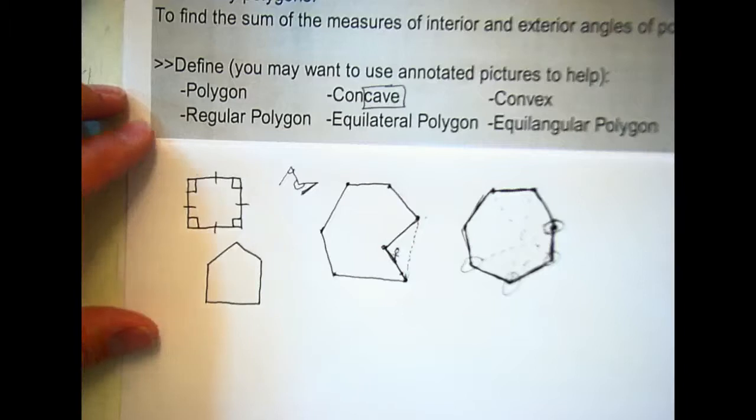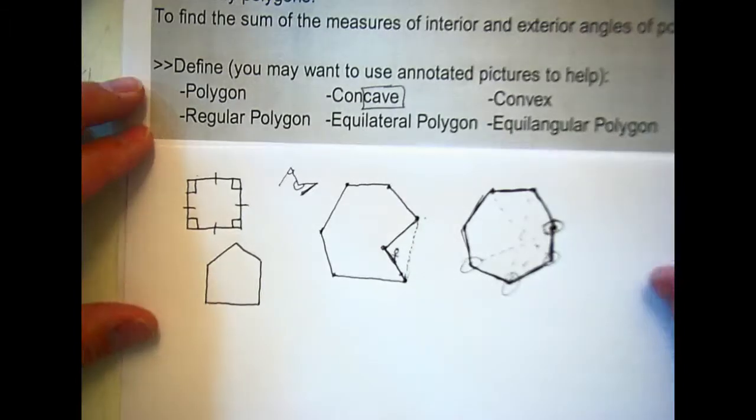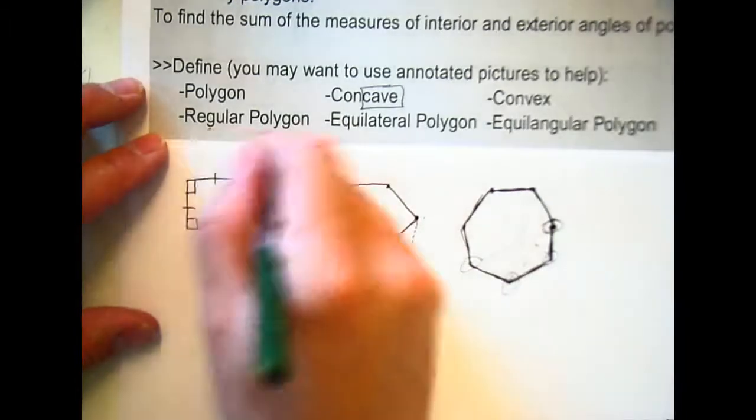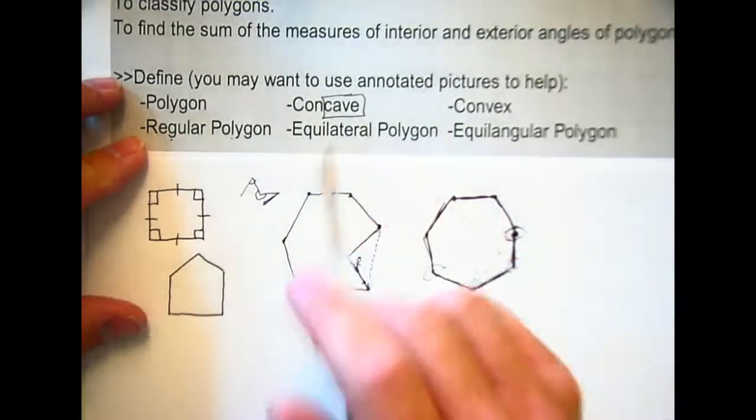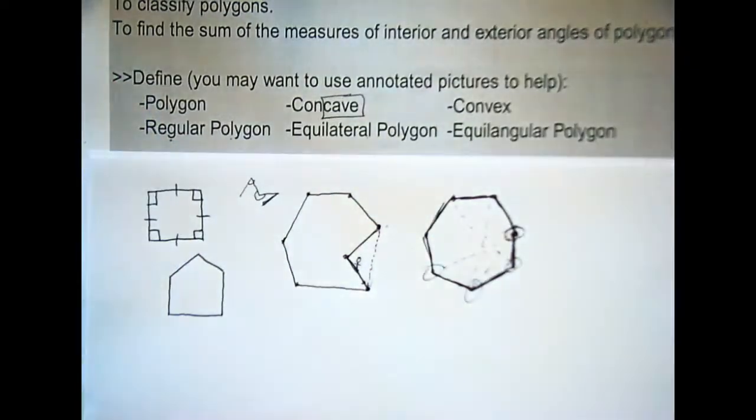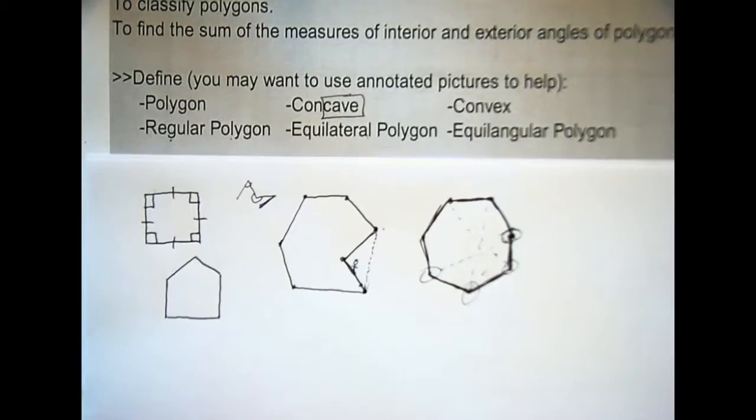It's because of the angles. Okay, so regular means all sides and all angles congruent. Equilateral means all sides are congruent. Equiangular means all angles congruent. Can you think of an equiangular polygon that is not equilateral? Think of a polygon that has equal angles, but it doesn't have all equal sides.